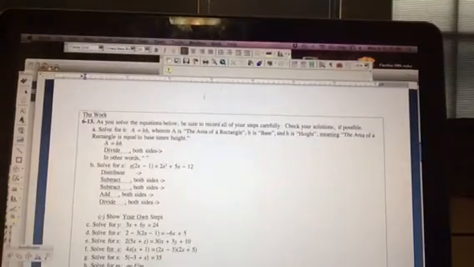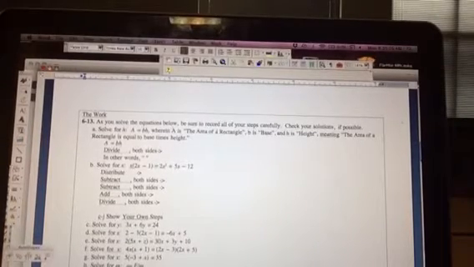All right, we're going to look at the work from 6.1.2, starting with 6.13. As you solve the equations below, be sure to record all your steps carefully. Check your solutions if possible.